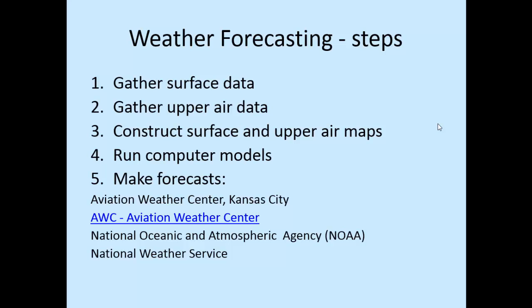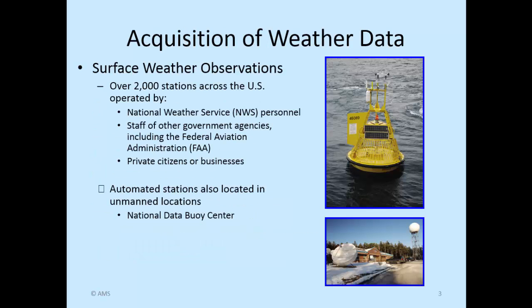All right. After we do run these computer models, then forecasts get made. I've just listed a few there where a lot of our forecasts come out of the Aviation Weather Center in Kansas City. There's a link to it there if you want to go. The NOAA, which is really the National Weather Service. Now, other agencies will make weather forecasts. You've probably all heard of the Weather Channel, AccuWeather, Weather Underground, but they get all their data from the National Weather Service, okay? The National Weather Service, of course, also forecasts.